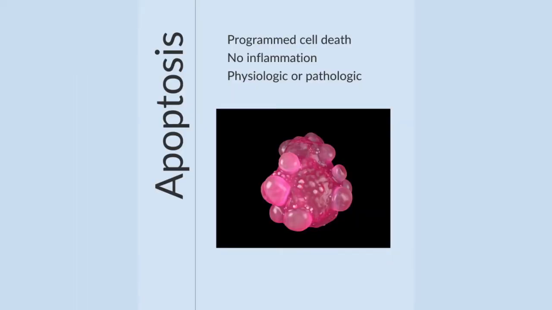On the flip side, apoptosis is still a form of cell death, but it is a form of regulated or programmed cell death, and sometimes this is referred to as cell suicide.